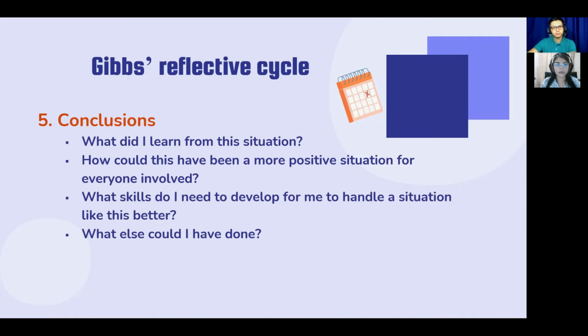What did I learn from the situation? How could this have been a more positive situation for everyone involved? What skills do I need to develop for me to handle a situation like this better? What else could I have done? So here we wrap up everything and we give a formal conclusion of everything that we learned before. Yes, we take into consideration the description, the feelings, the evaluation, and the analysis to come up with the conclusions.